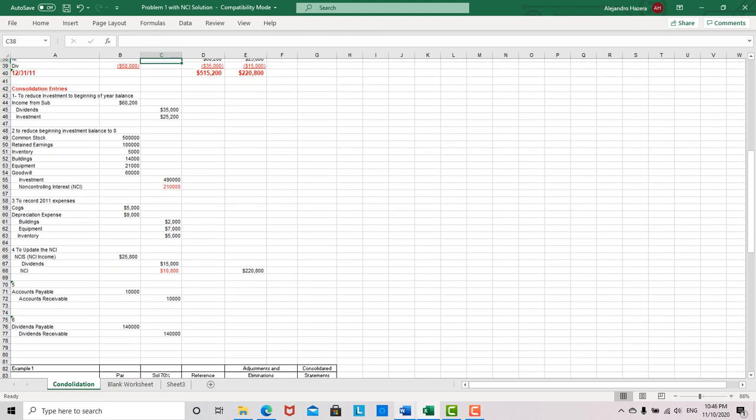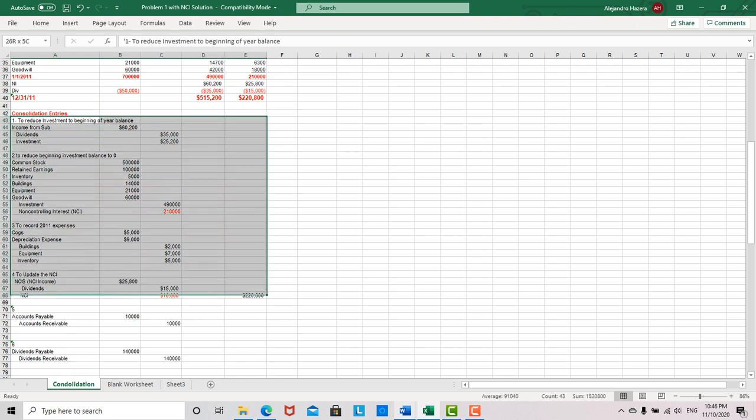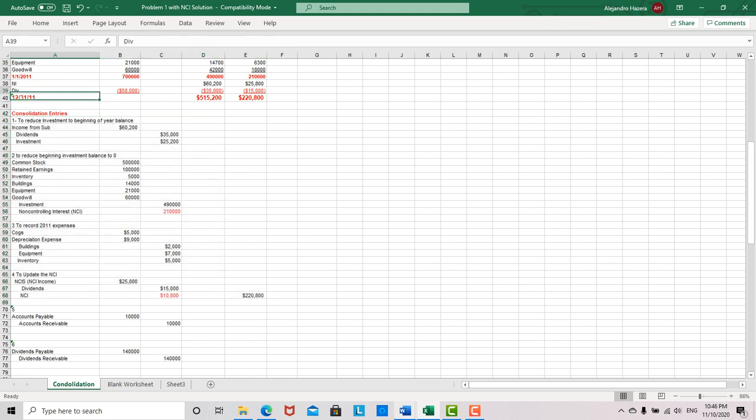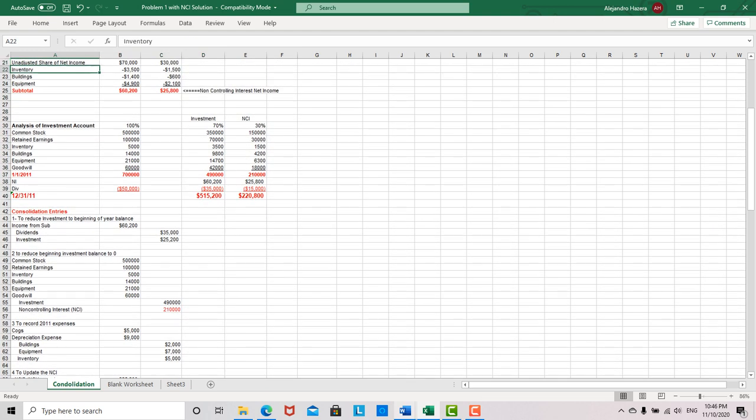So anyway, the main thing to remember is that these four entries right here are on every consolidation, assuming it's a non-controlling interest, which is the vast majority of consolidations. And those four entries basically come from this analysis right here, a little bit from the expensing and the income account. Anyway, in the next video, I'll finish the consolidation.